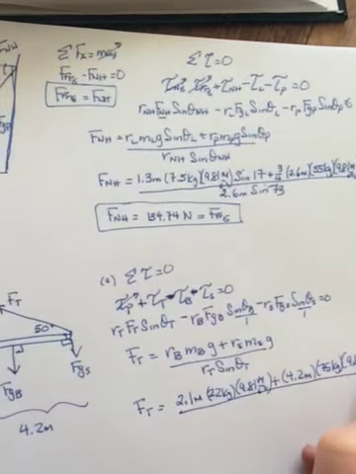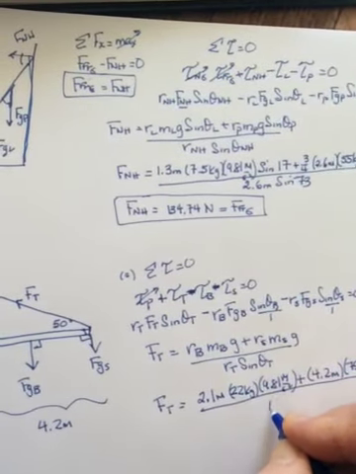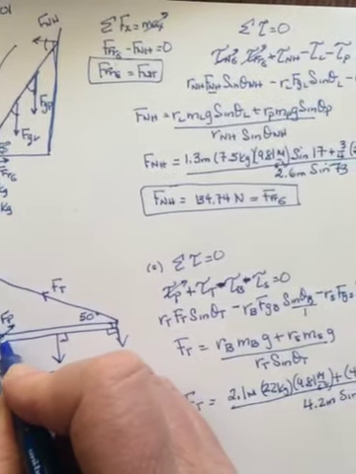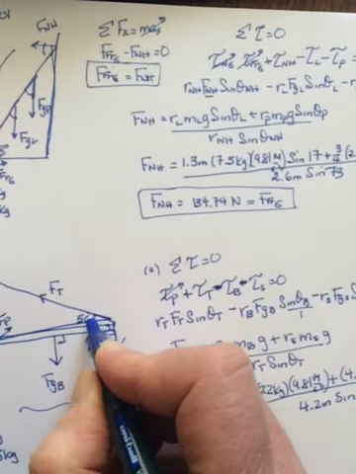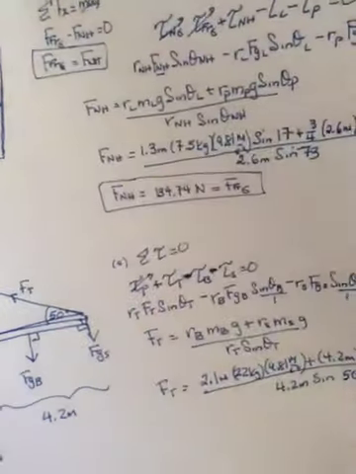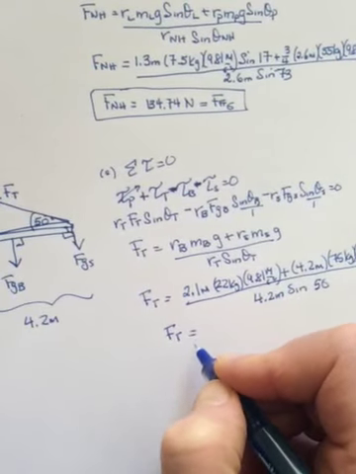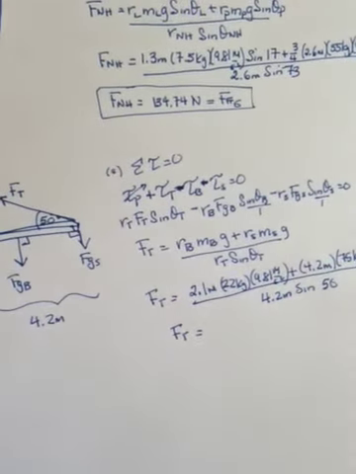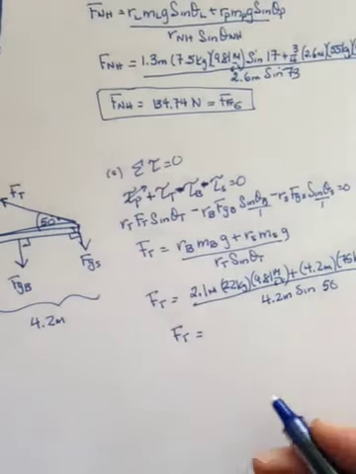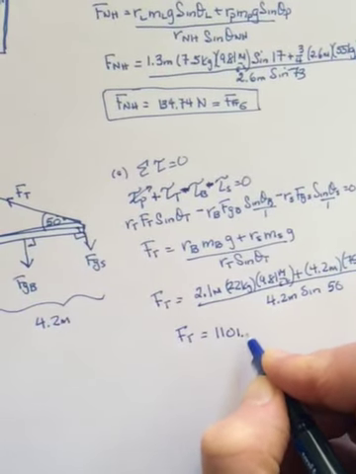The R for tension, it's connected all the way out here, so between the pivot point and where the tension is, is 4.2 meters. And the angle is the angle between the R for tension and the F for tension. It's this 50 degrees. Okay, so punch these in your calculator. And when you do, you should get 1,101.32 newtons.